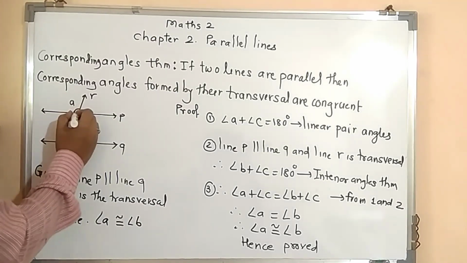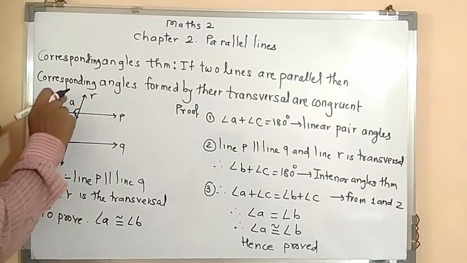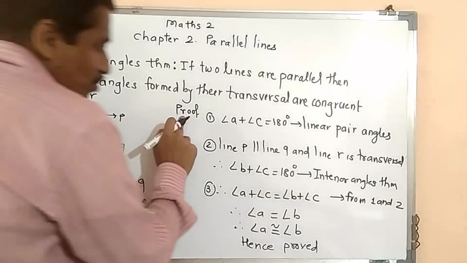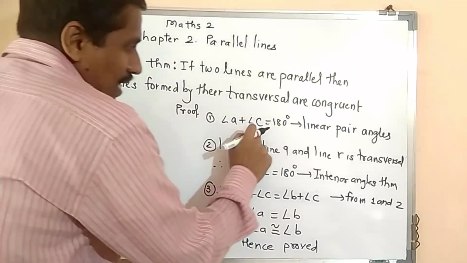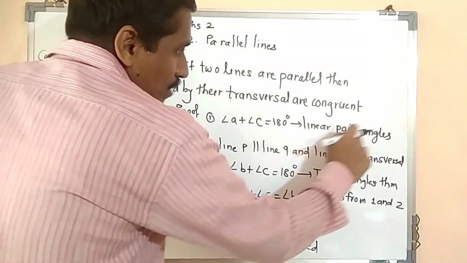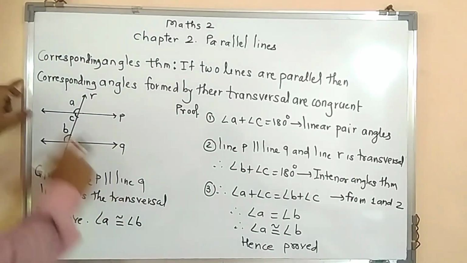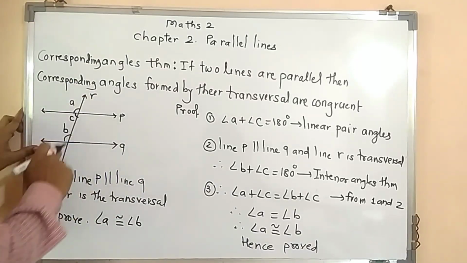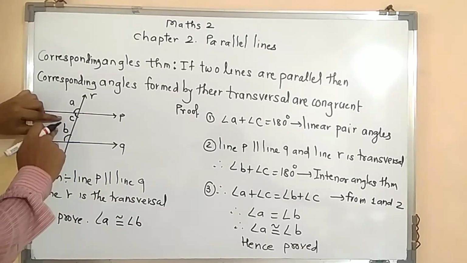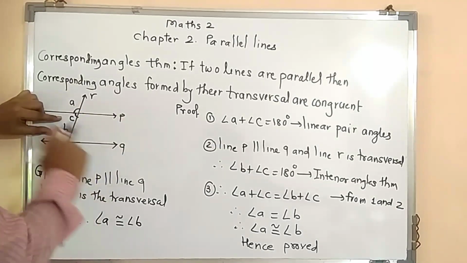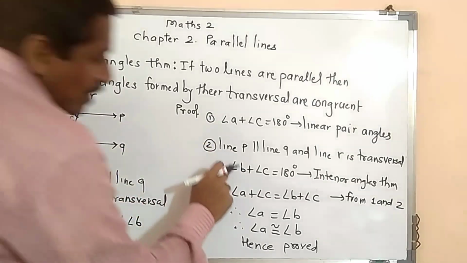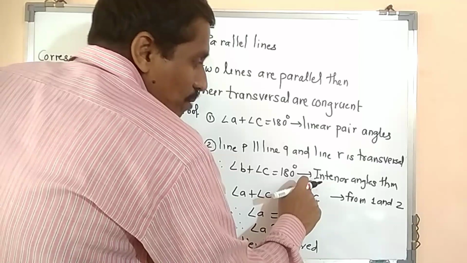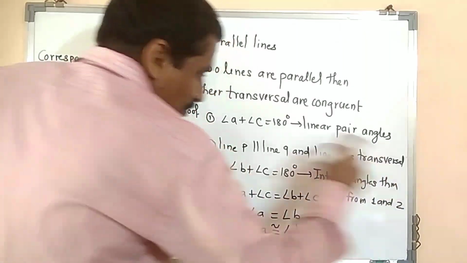Now, I will take this angle C. What type of angles are angle A and angle C? They form a linear pair. So, the proof, first statement: angle A plus angle C is 180 degrees. Reason: linear pair angles are supplementary. Now, it is given that line P is parallel to line Q and line R is the transversal. B and C are interior angles. We know that if lines are parallel, interior angles are supplementary, and therefore angle B plus angle C is 180 degrees using the interior angles theorem.